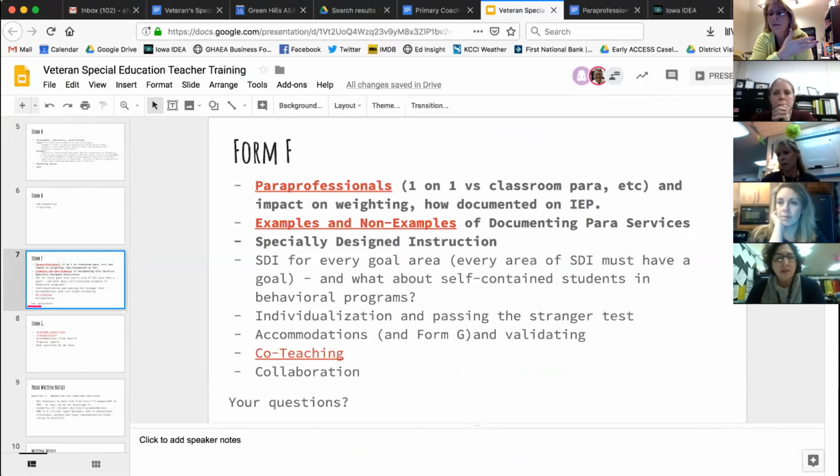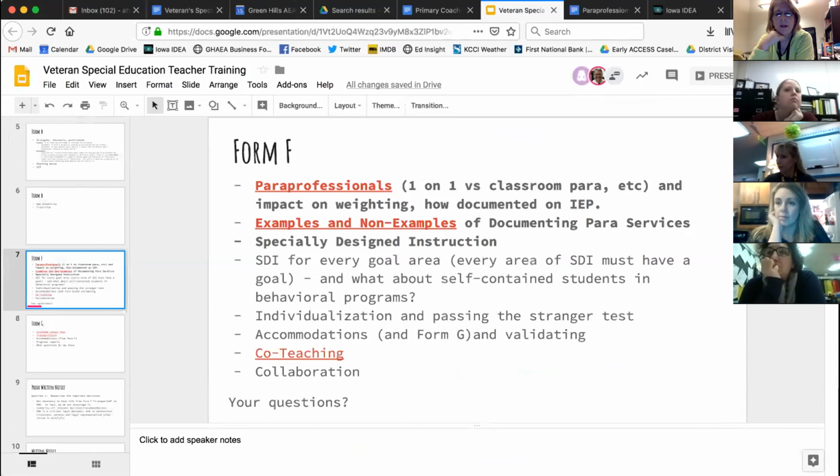Green Hills thinks that this is the cat's meow in terms of thinking about para support and when it's needed. These are the questions that you should ask. So we're going to be working on that. Ron and I have that for a goal, and we meet in a couple weeks to start planning our next session with you, which I think is on behavior and manifestation determination. So hopefully we'll be able to come up with something by then.